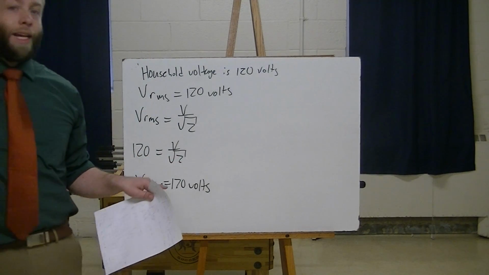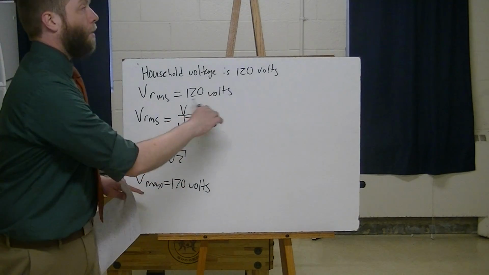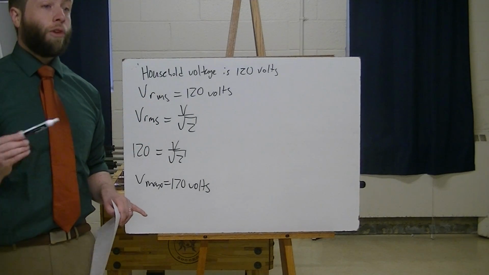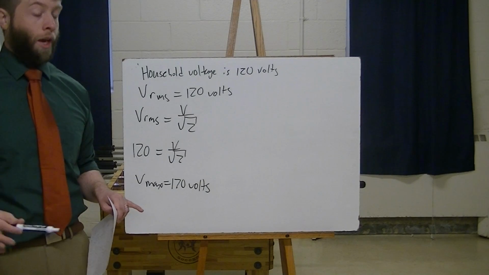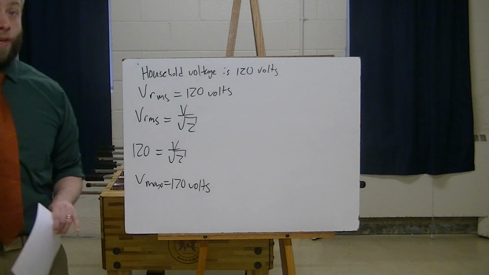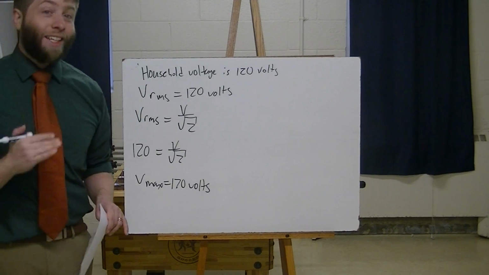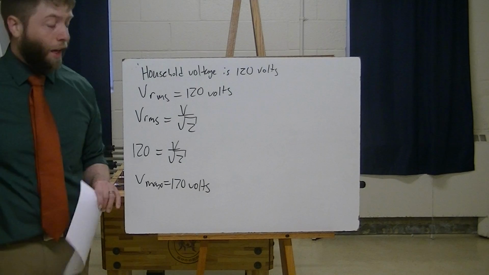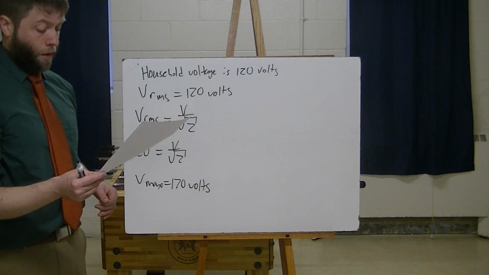So the wall outlet is actually providing 170 volts. You didn't realize that because we always say it's 120 volts, but that refers to the average, based on the average amount of power. The maximum amount of voltage is 170. This is a typical AP problem, and it's probably a problem I'm going to give you on the quiz this week: figuring out the maximum amount of voltage, okay?